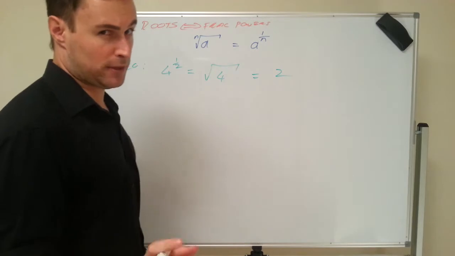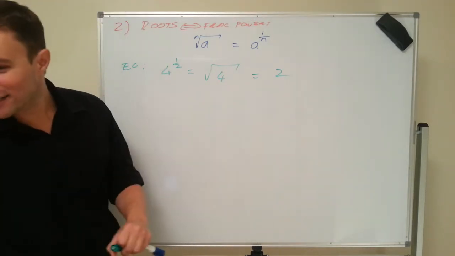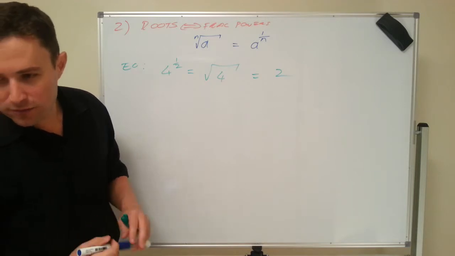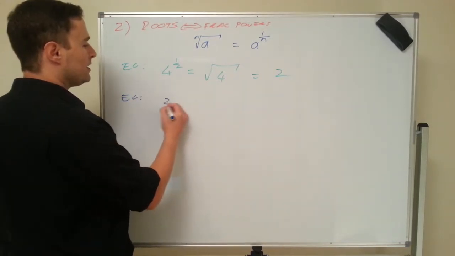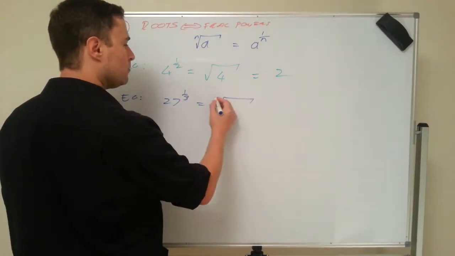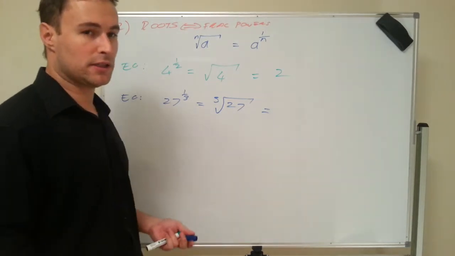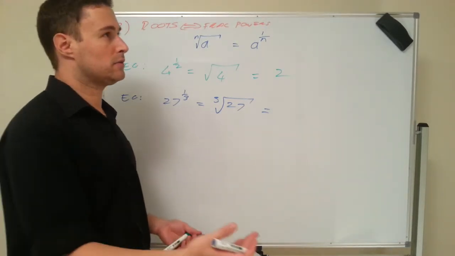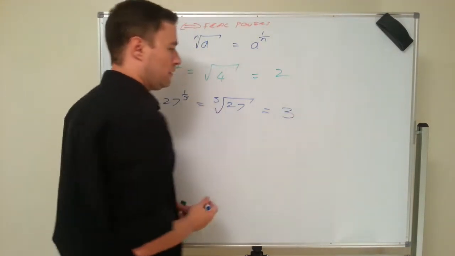When you get more advanced, it's plus or minus 2. But for now, it's 2. Alrighty. Okay, the next one, the third root of 27. So, e.g., 27 to the power of 1/3. Well, what is this? This is just the cube root of 27. So what times itself 3 times gives me 27? 3 times 3 times 3. So the cube root of 27 is 3.